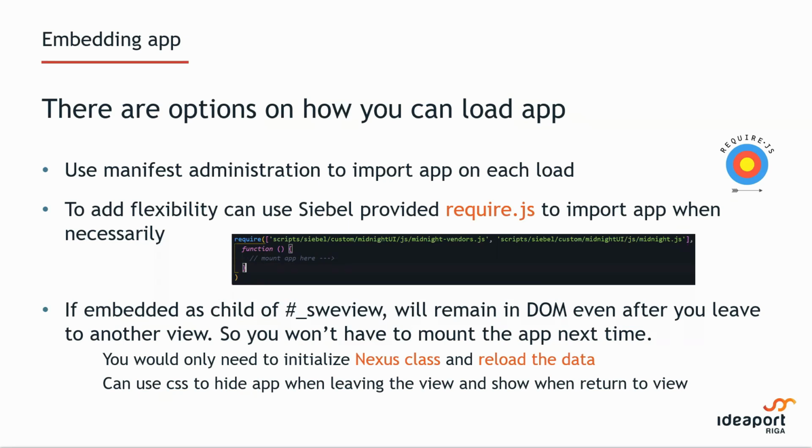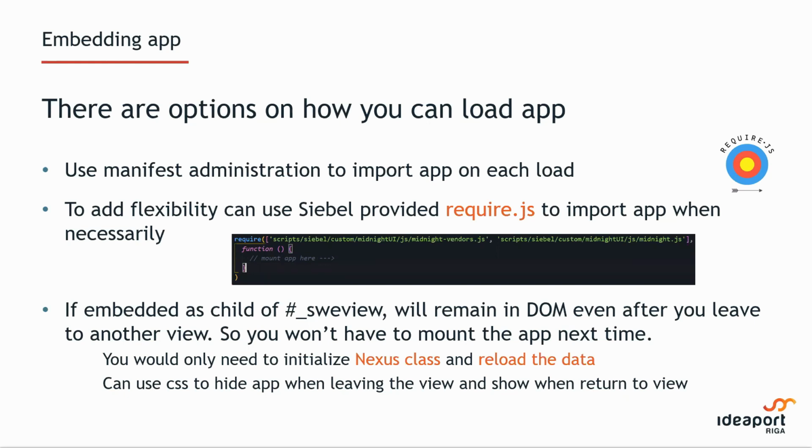The other option is you can use the requireJS. It's inside Siebel. It has access to the Siebel web server applications, and you can just require it when you need it. So you might have some kind of logic that decides if you want to load the application or not.